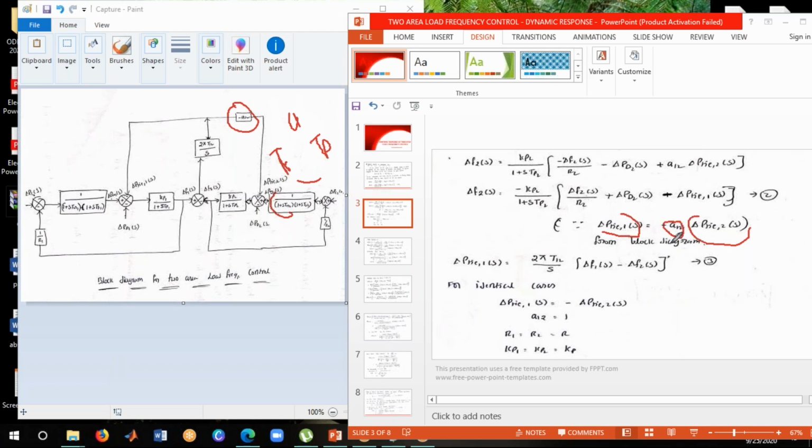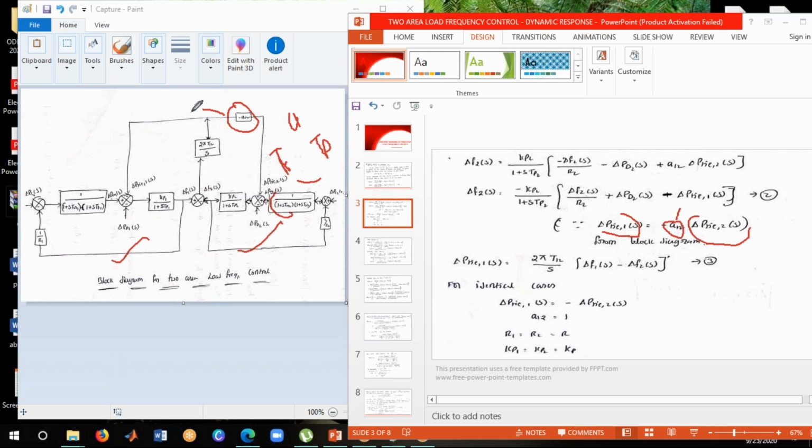Because these two areas have different parameters, different characteristics and different load demands, if we want to tie them up we need this minus a12 factor. By using this factor only, we can equate these two tie-line powers. Now, after equation 1 and equation 2 we obtained from this block diagram.